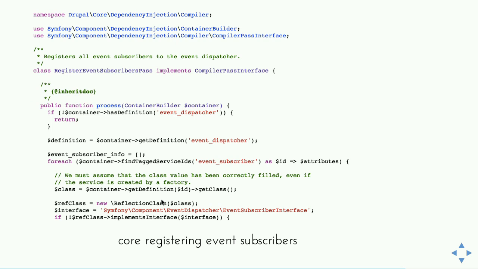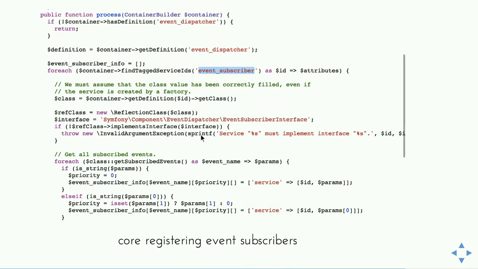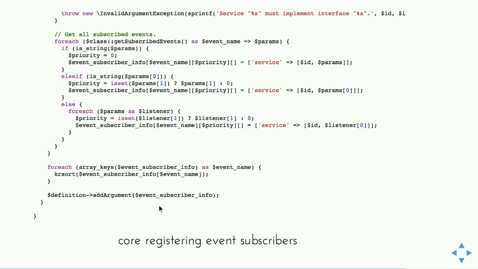This is where you get to know that if you define your event listener as a service in Drupal 8, it will not work. Why will it not work? Because there is no way that your event listener would be added to your dispatcher. We have a compiler pass implemented in Drupal 8 that fetches all the services that are tagged with event subscriber, does some checks if they are implementing the event subscriber interface, and then adds those subscribers to your event dispatcher. That is how tagged services work.